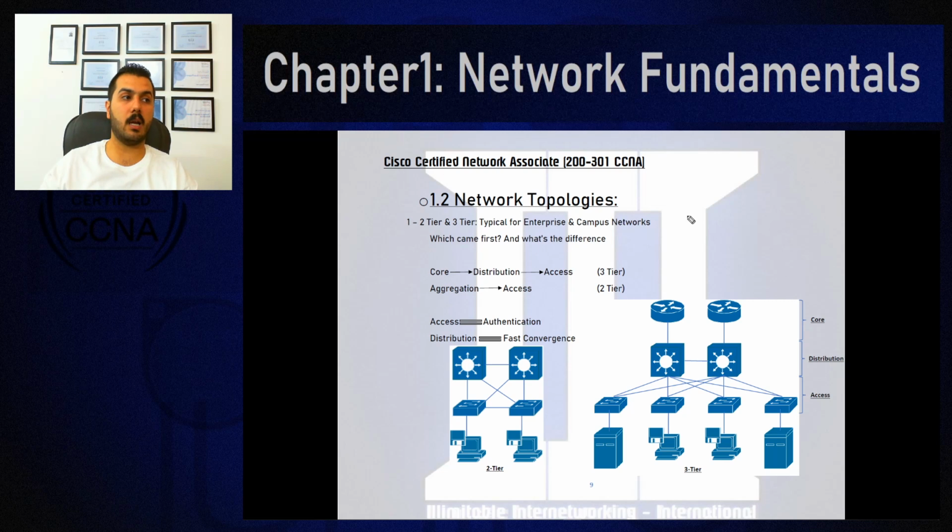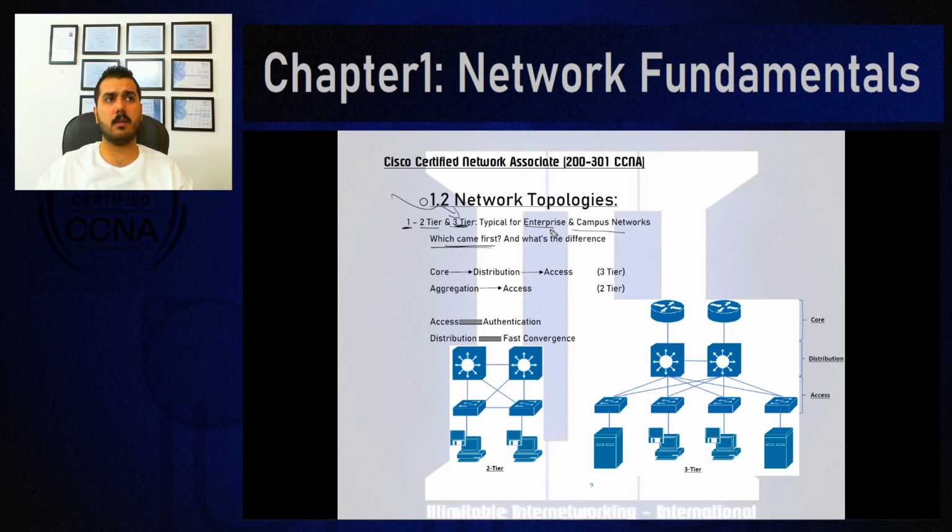There are a lot of types of topologies, depending on the way that you design and connect your devices together. The first type, which is mentioned by Cisco in this course, is the 2-tier and the 3-tier topologies. The 3-tier came first. That answers the first question, which one came first. The 3-tier topology design came before the 2-tier. These two types are typical for enterprise and campus networks.